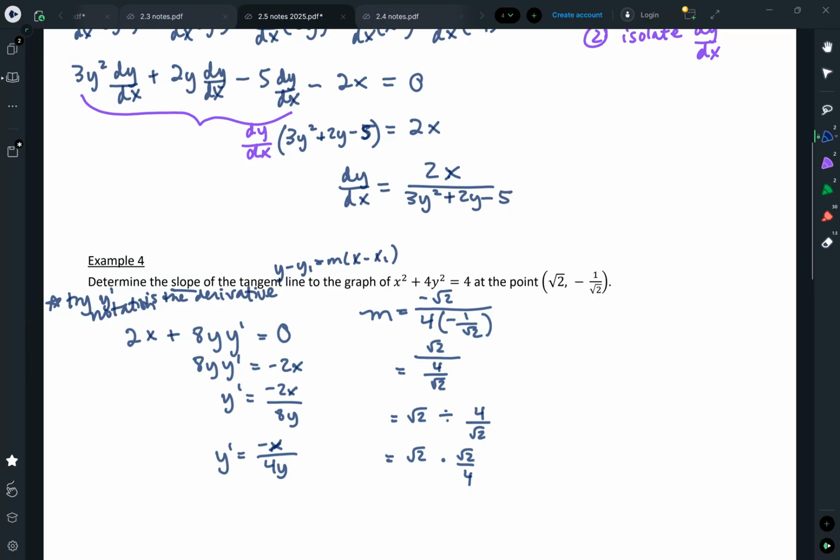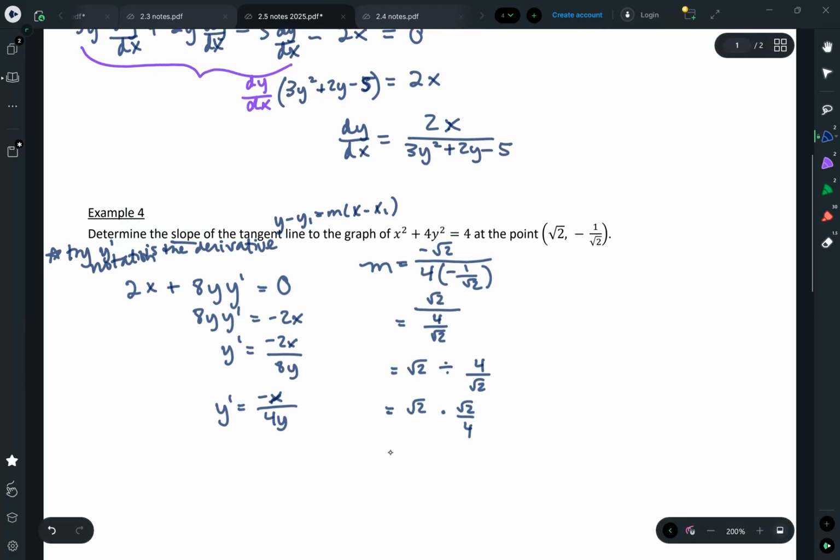I could also get this by doing my little, I'll show you my fancy fraction trick again that I really like. So root 2 times root 2 is 2. 4 is in my denominator, right? This is over 1, so it's just over 4. So I have 1/2.